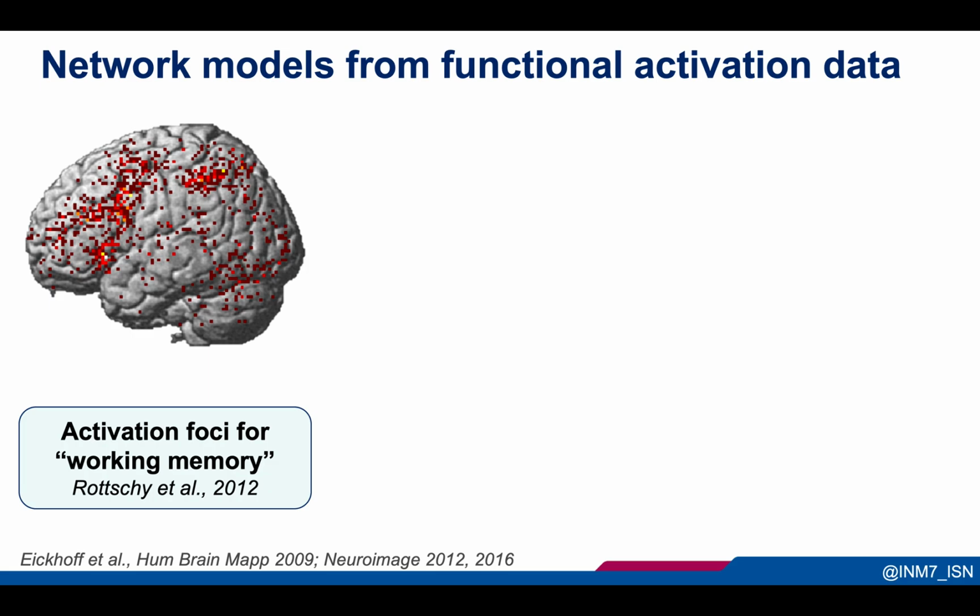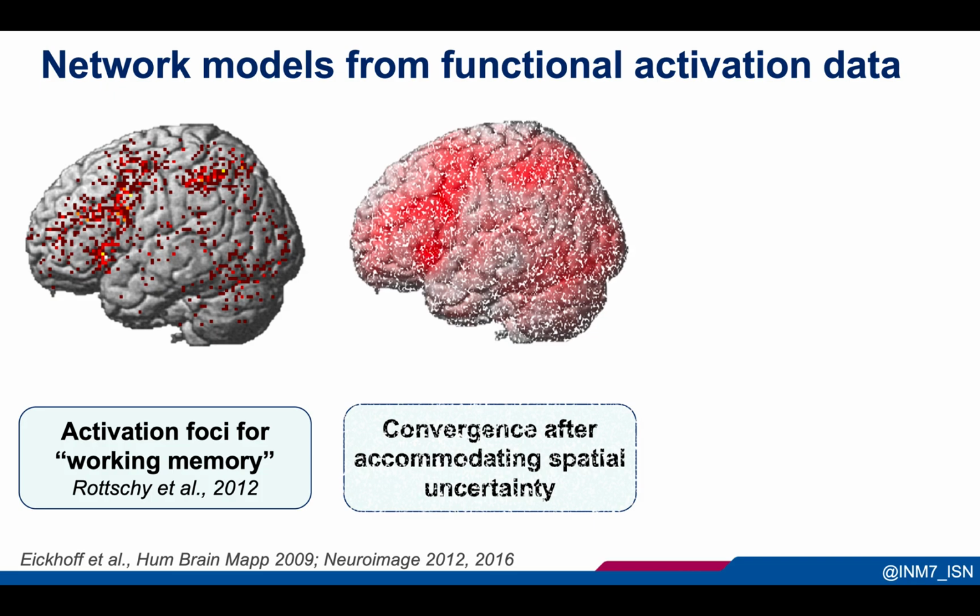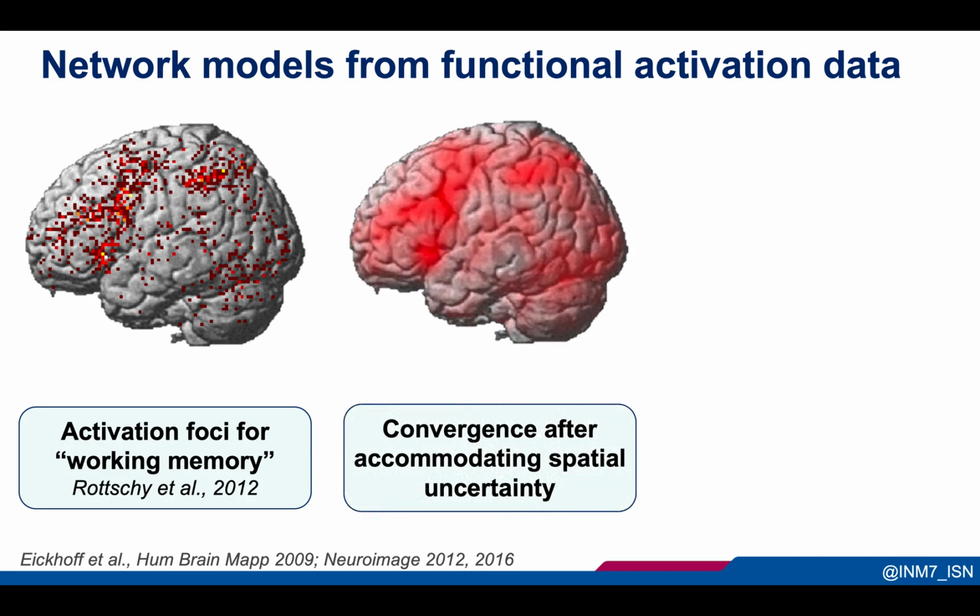But on the other hand, I guess most of you also see that there are definitely some areas that are more frequently reported than others. Can we actually use that to arrive at something like a consensus map of working memory processes? And we can do that through what's been called coordinate-based meta-analysis.